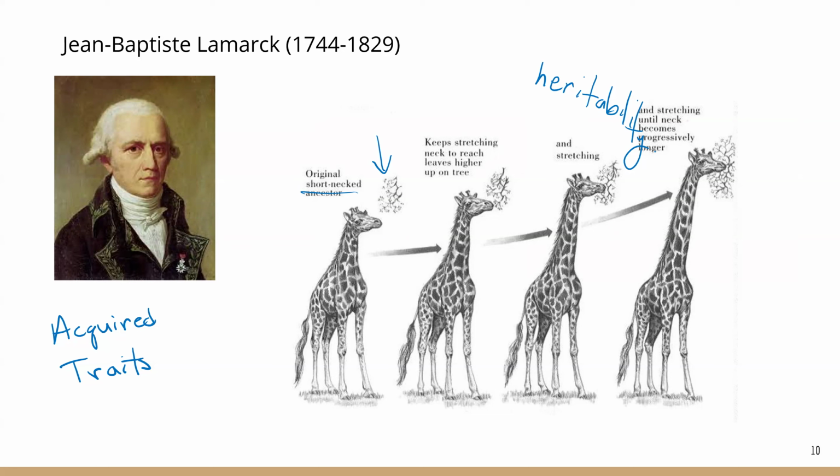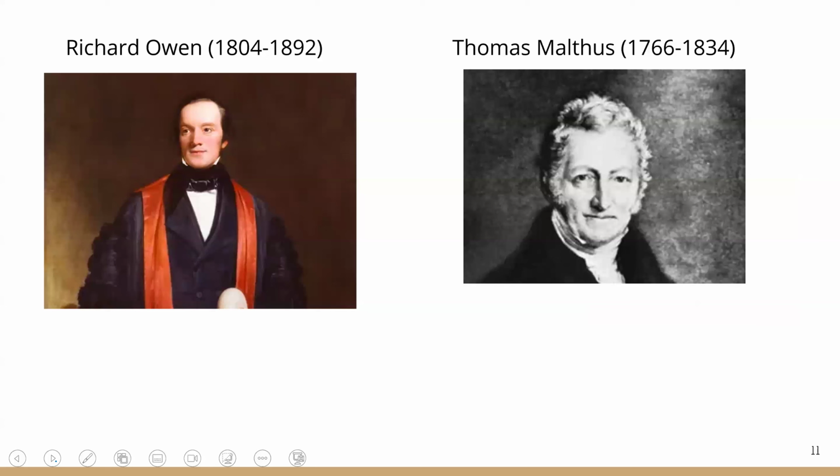It did have the occurrence of there being a change and traits being inherited, but he wasn't quite there yet. So then we need a couple more pieces of information here. Richard Owen had homology versus analogous structures, analogy. And we'll look at that on the next page, what that meant.